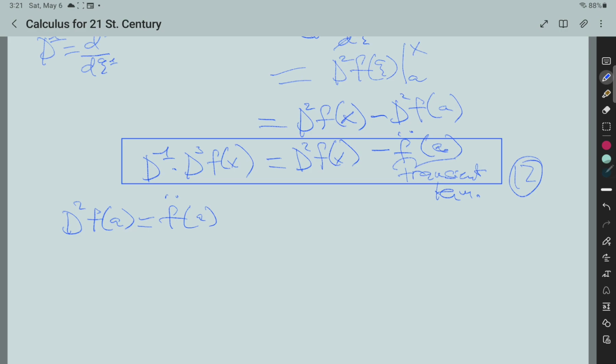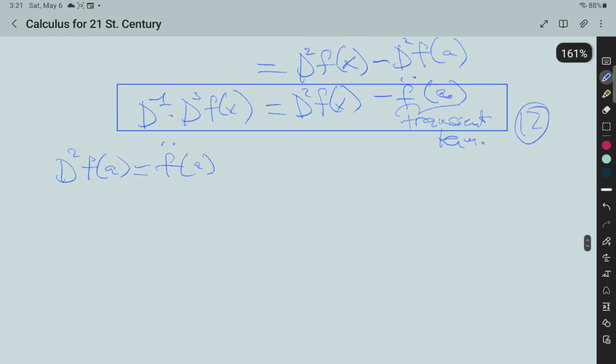Okay. I'll do another one. How about let's do D to the minus 2 on the third derivative of f of x. Okay.